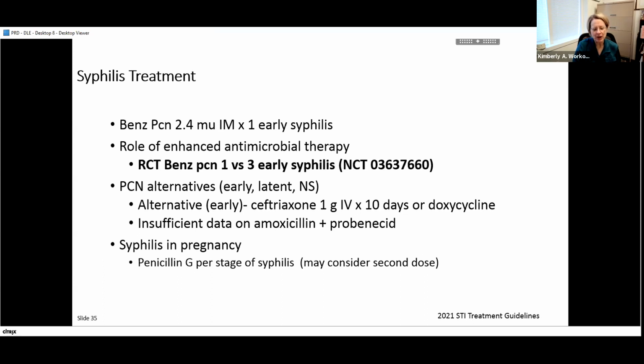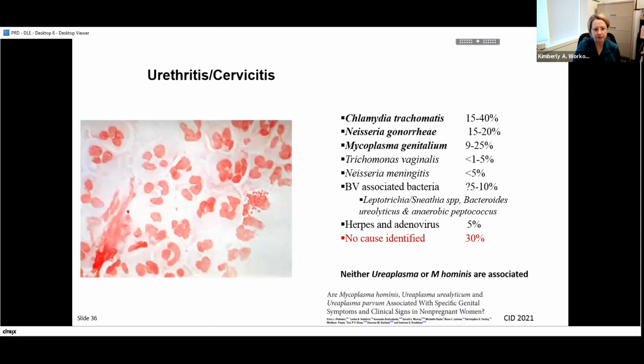And especially during COVID and benzathine penicillin shortages, people were trying to be creative and using amoxicillin and probenecid. We really don't have good data. There's really insufficient data. There are some folks looking at ceftriaxone and trying to answer the question. We just don't have enough definitive data to offer another alternative. And for syphilis in pregnancy, there's some older data that a second shot may be beneficial.